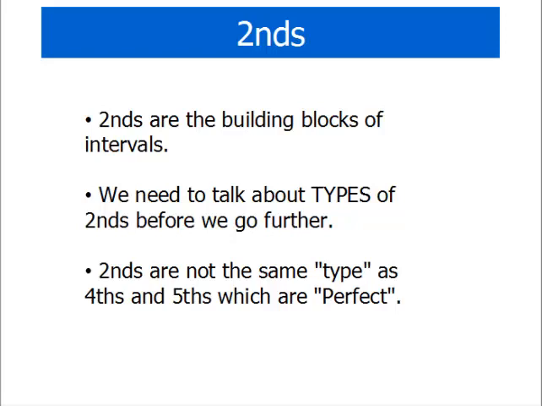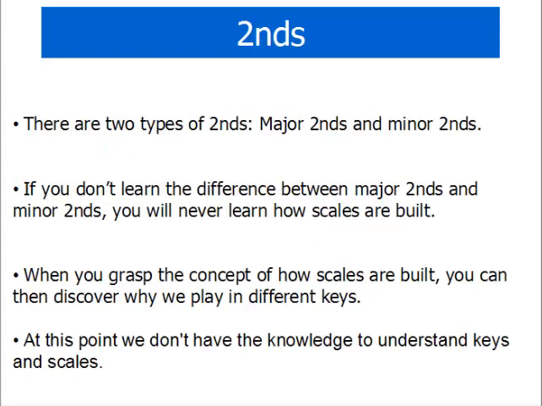They're also the building blocks of scales, and we need to talk more about the types or qualities of seconds and intervals in general before we go further. Seconds are not the same type as the fourths and fifths, which are perfect. There are two types of seconds, major seconds and minor seconds. We don't have any perfect seconds. If you don't learn the difference between major seconds and minor seconds, you'll never really learn how scales are built, which comes later.